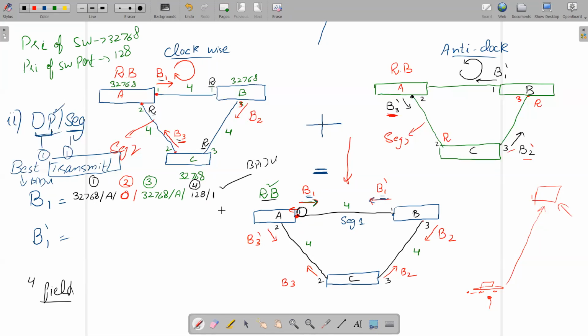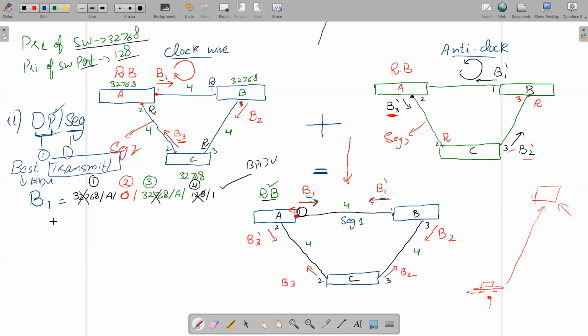But this is a bit longer. Why is this a bit longer? Because I know by default every switch has the same priority and every port of the switch has the same priority. So I don't need to write this again and again. So we can shrink, we can reduce our BPDU.